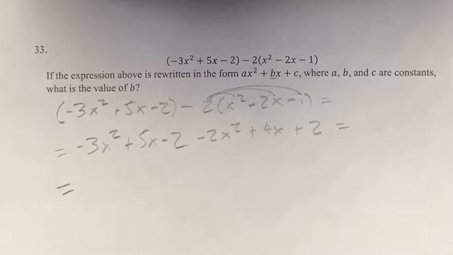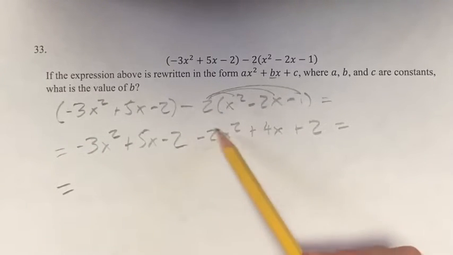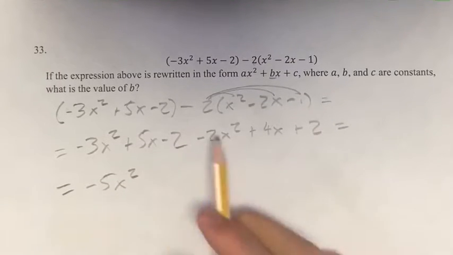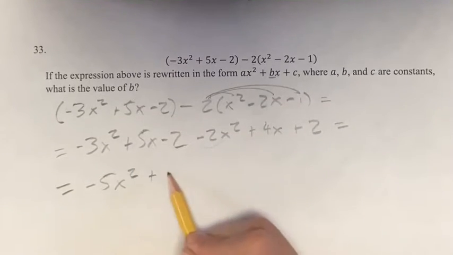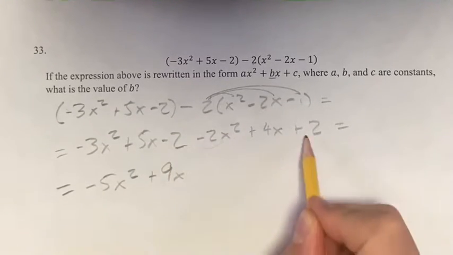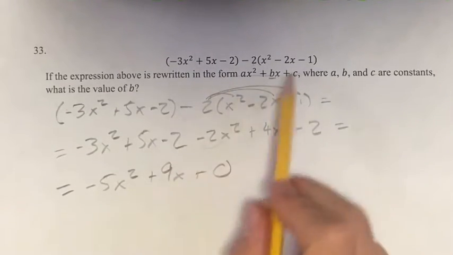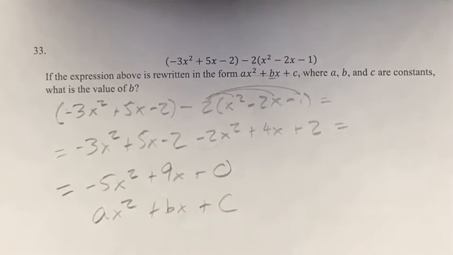Now we are combining like terms, so for x squared we have negative 3 of it minus another 2 of it, so that ends up being negative 5 of it, which is x squared, plus 5x plus 4x, so we have 5 of it plus 4 of it is plus 9 of it, and then minus 2 plus 2 is going to be plus 0, which we don't even have to write. Or we will, because we want to get it into the form ax squared plus bx plus c.